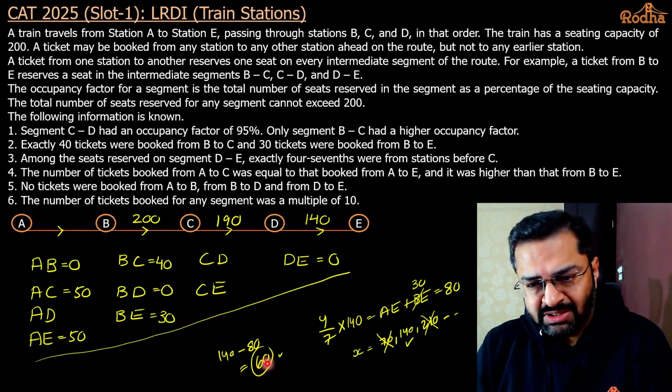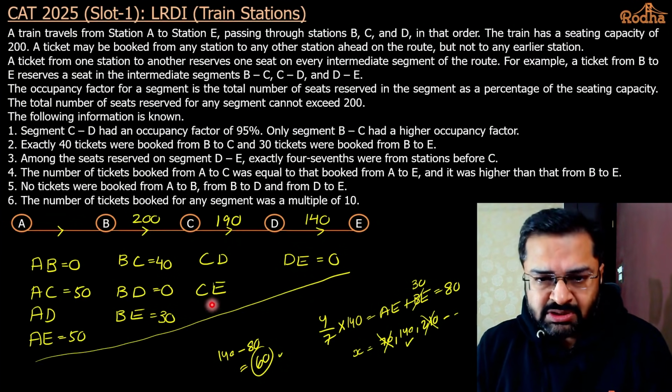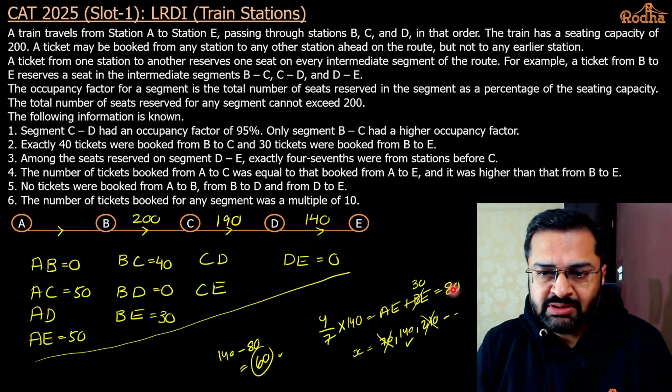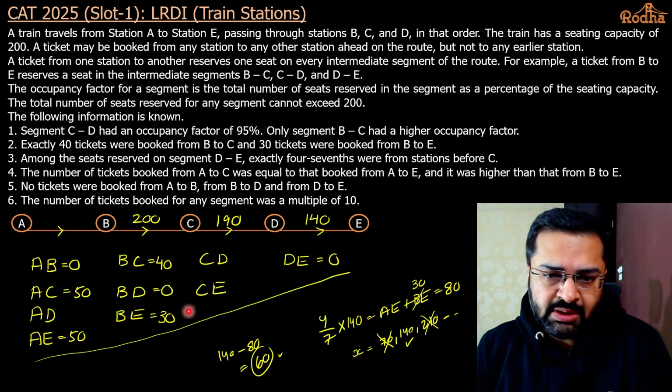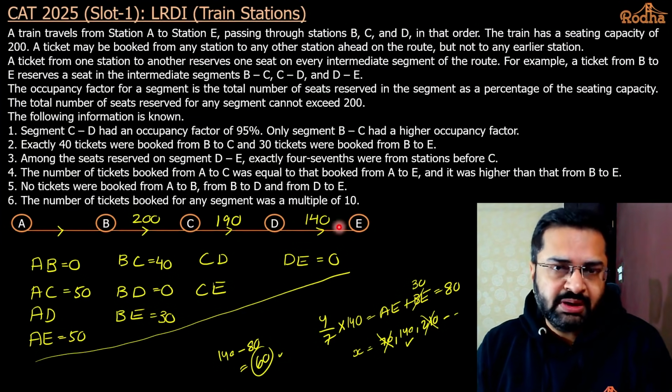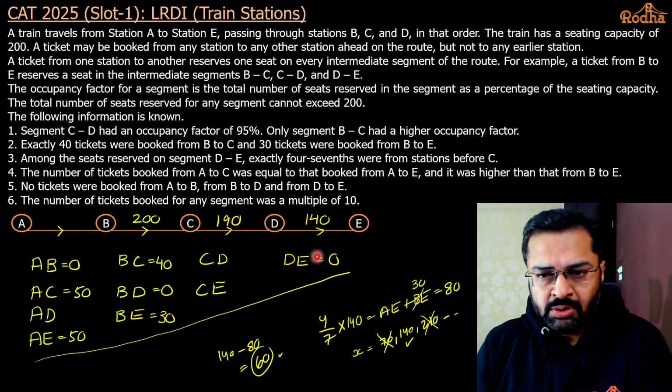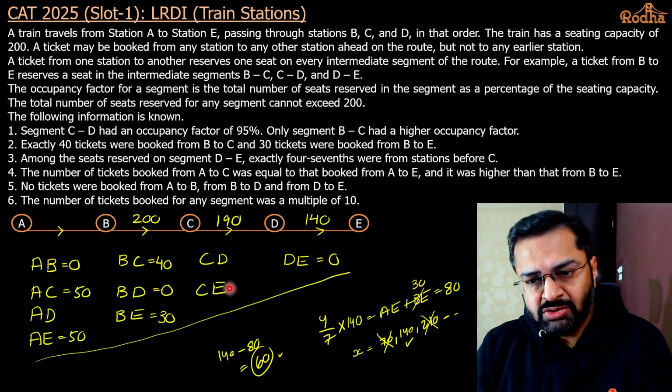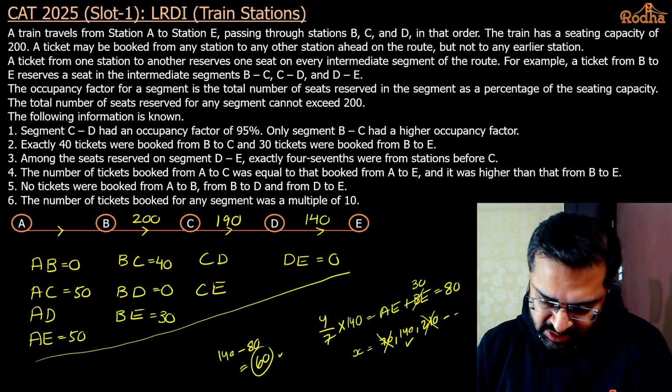But what we know is that this 60 would be the sum of CE and DE, the way this 80 was the sum of AE and BE, because there are just four kinds of tickets, AE, BE, CE and DE, that would include this segment DE, right? So two are already gone. This is 0. Where would this 60 go? It has to be this. So we make this 60.